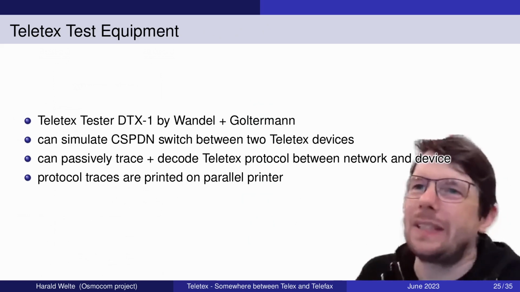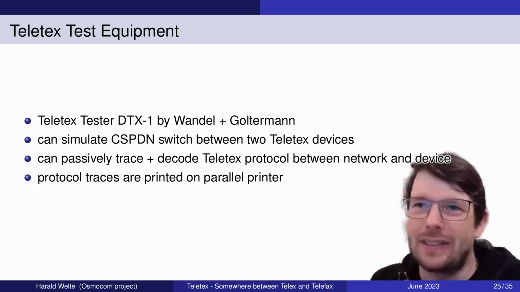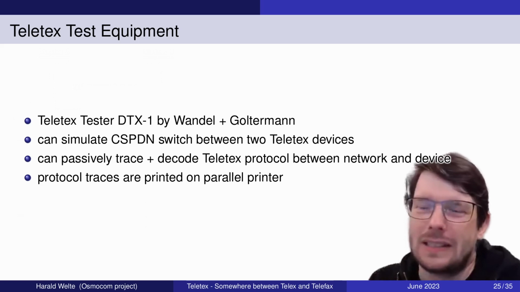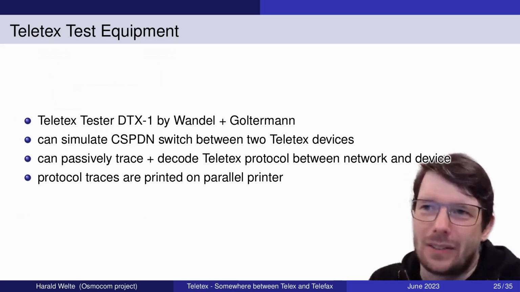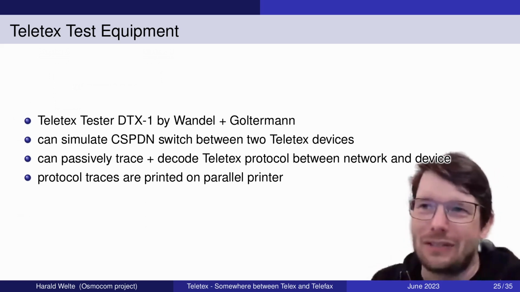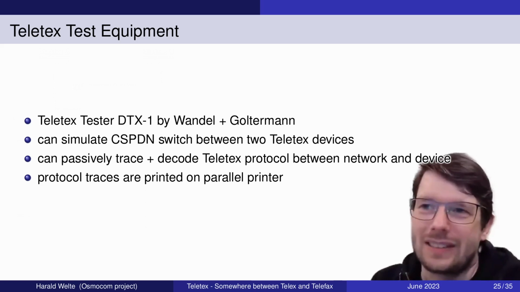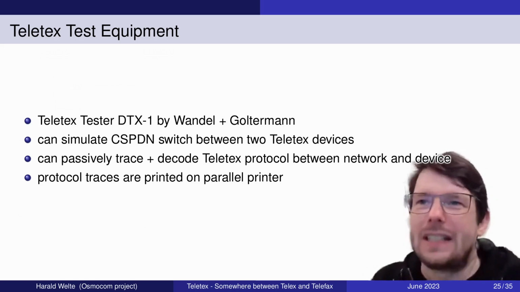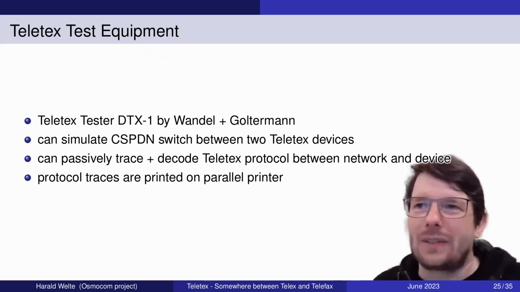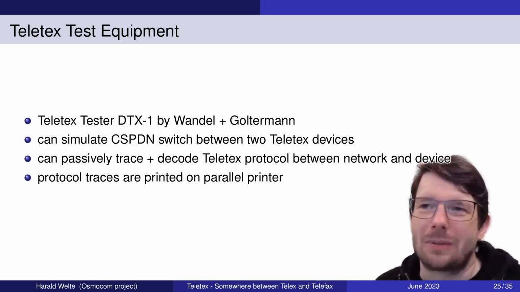In terms of equipment, there's also test equipment. The only test equipment that I know of is the Wandel and Goltermann DTX1. It can simulate the circuit switched packet data network switch. So if you have two Teletex devices, I unfortunately only have one, but if I had two of them and the DTX1, I could interconnect them and not need a public network to send text from left to right. It can also passively trace and decode the Teletex protocol between the network and the device, and the protocol traces are printed on a parallel printer.